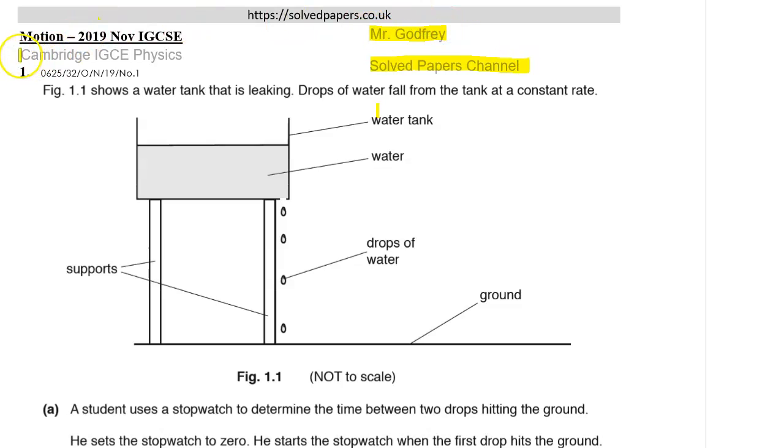This is Cambridge IGCSE physics exams, topical questions on motion. Exam variant is October-November 2019.